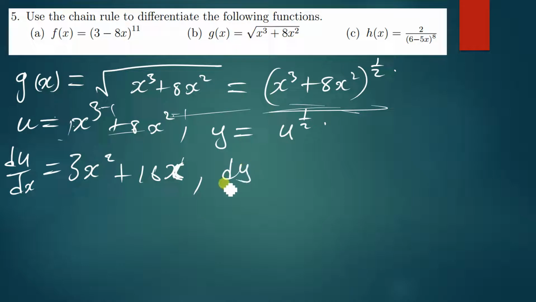Then we also have dy du. So dy du is therefore going to be half times u, this will be 1 over 2u, and then half minus 1, this will give us negative half.